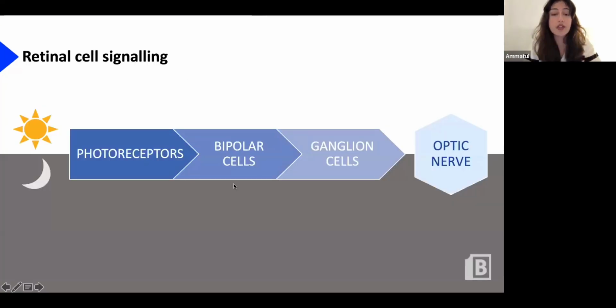Okay, so in terms of retinal cell signaling, as we mentioned, there's... Yes, retinal detachment. I think someone asked a question. Yes.